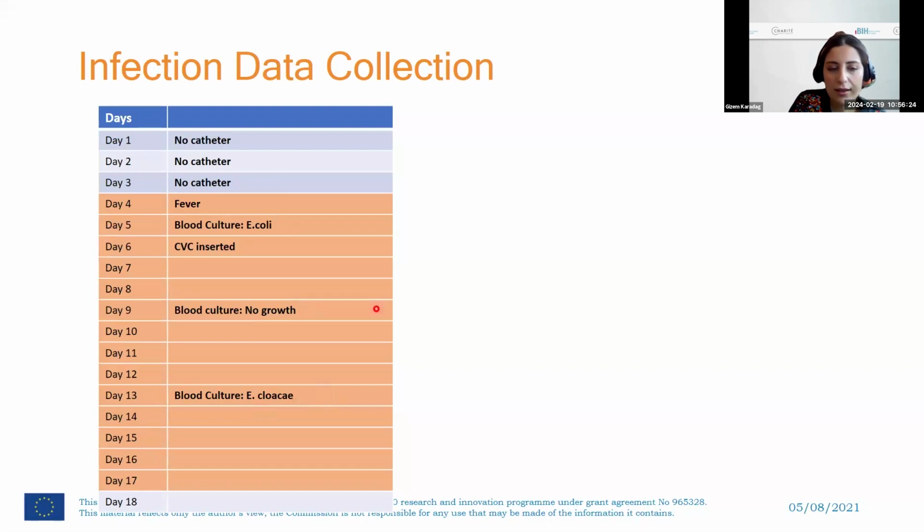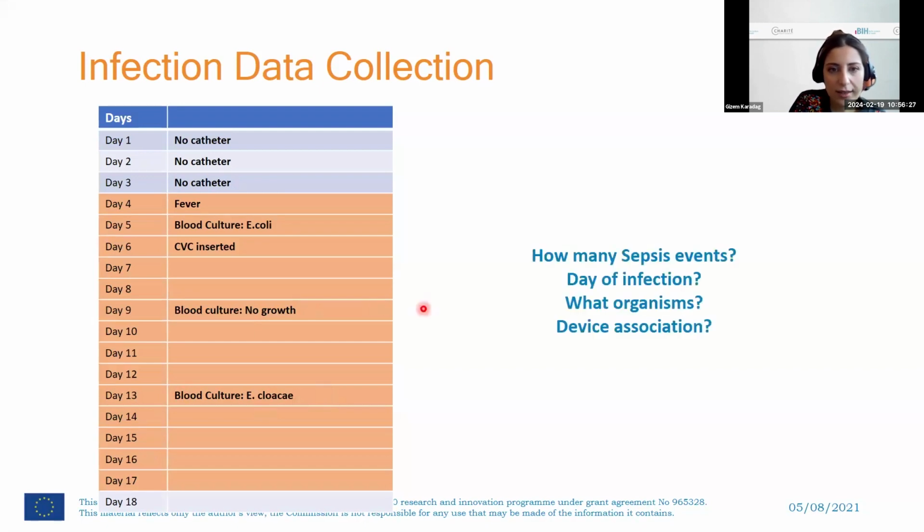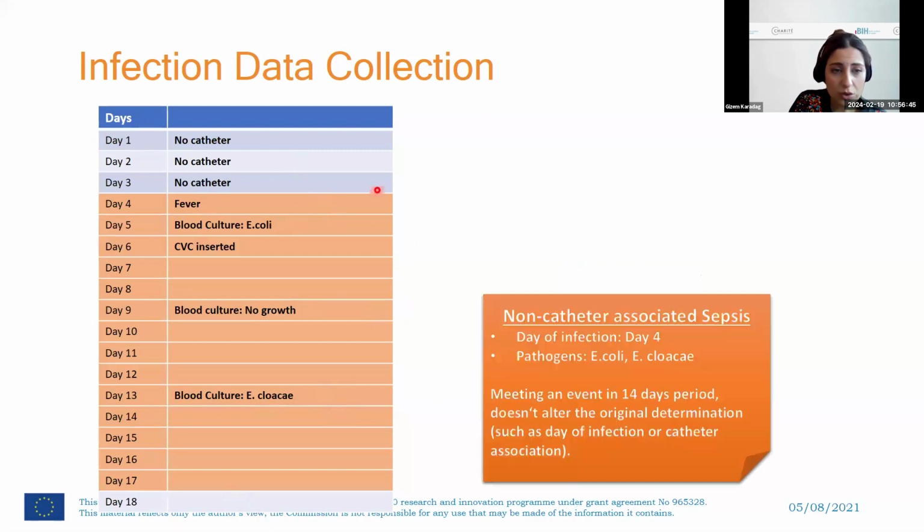So in this case, some questions may arise, like how many sepsis events do I have here? Which day is the day of infection? What organisms should I enter in my event, and is it a device-associated sepsis or not? So the answer is that this is only one event. This is a non-catheter-associated sepsis, and the day of infection is day 4 because it's the day of first symptom, first sign of the infection. And the pathogens that you should count in the sepsis event are both E. coli and Enterobacter cloacae.